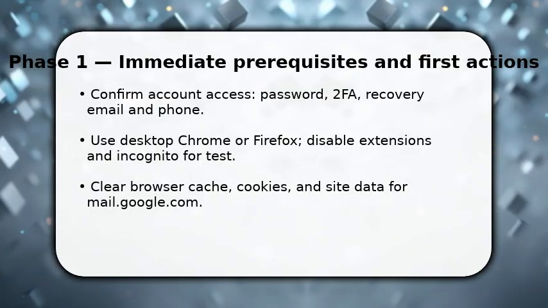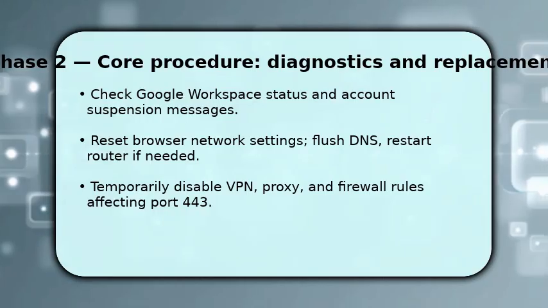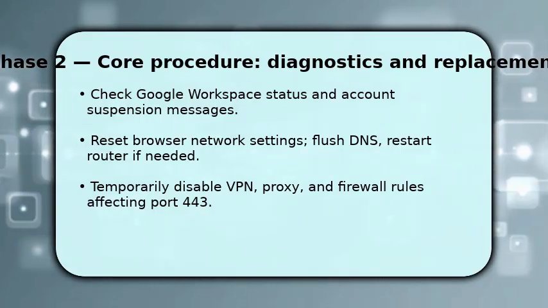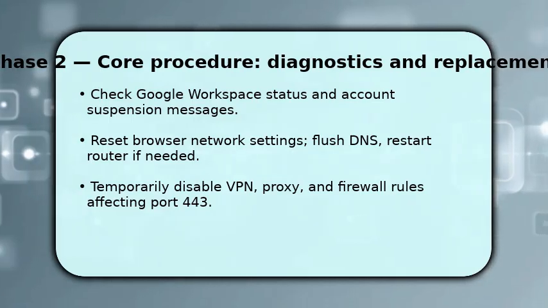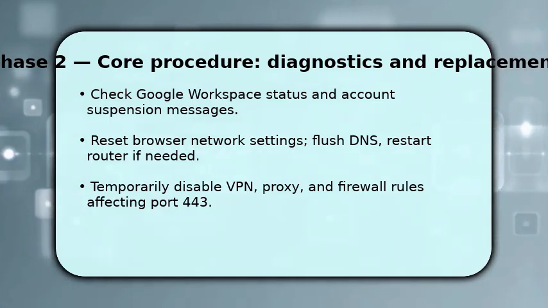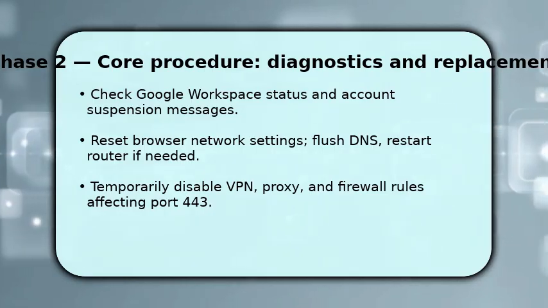Once your browser is clean, verify Google service status and any account alerts that could cause a generic "something went wrong" message. If services look fine, flush your local DNS and reset the browser's network stack. On Windows, run ipconfig /flushdns and restart the router if DNS errors persist.